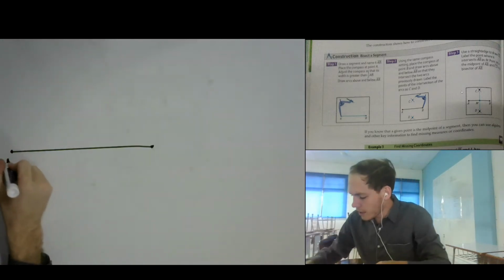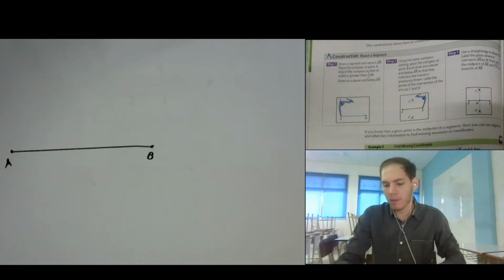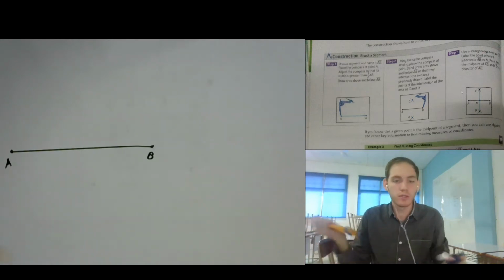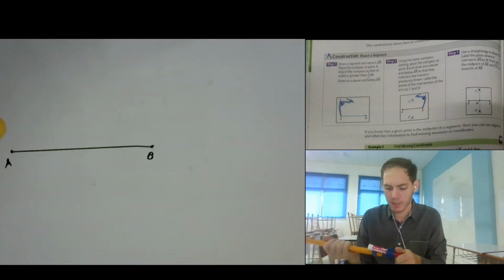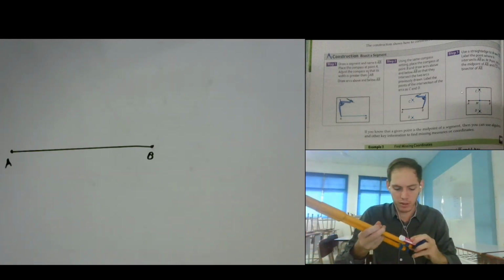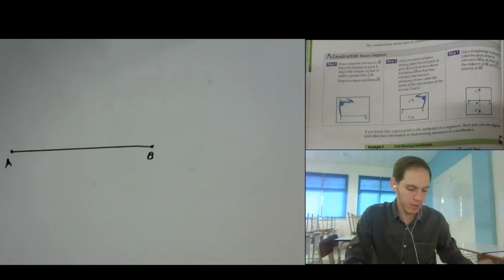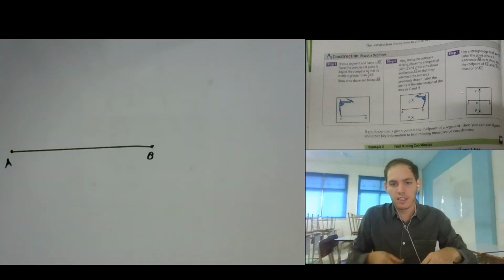So A and B. Now we take our beautiful compass and we don't break it because that would not be wise. Don't tell Miss Proud that. Well, you can actually tell her. I'm sure I'm not the first. It's not the first time.